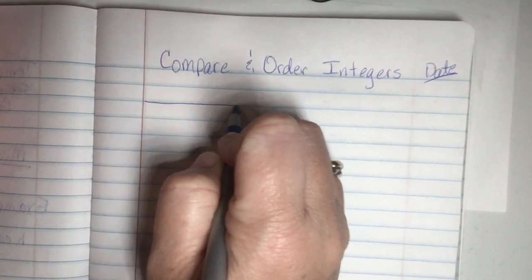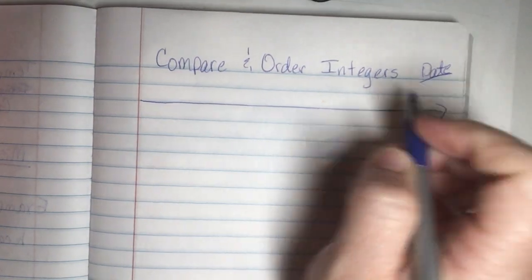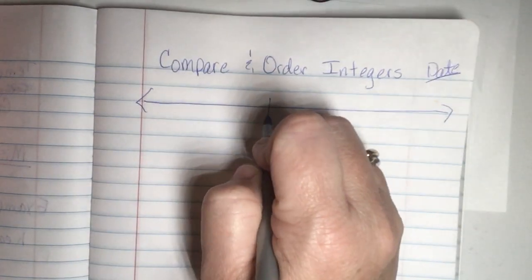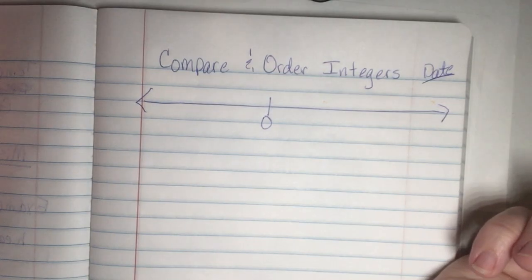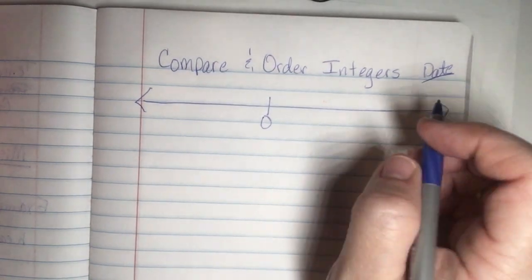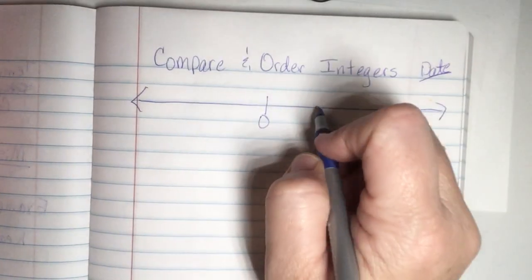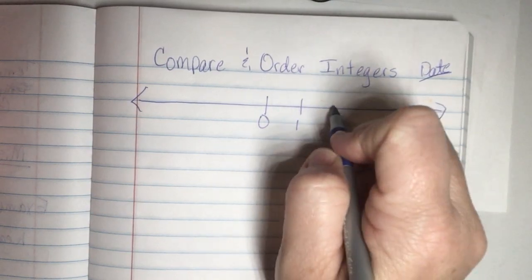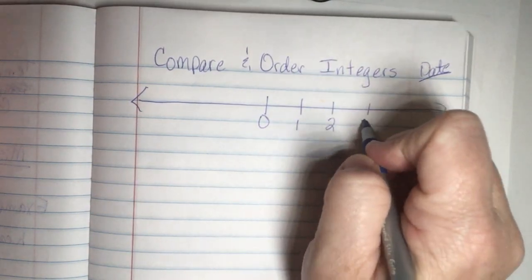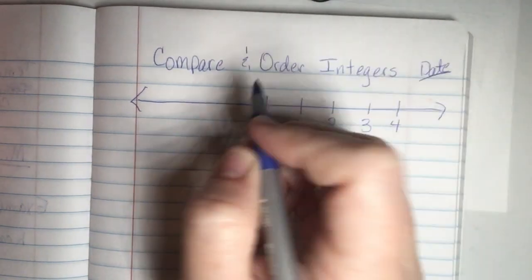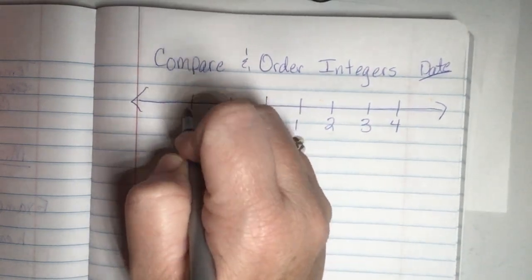So when you think about integers, you should think about a number line. 0 splits your positives and negatives in half, which I didn't really put right in the middle, but that's okay. Your positives are to the right and your negatives are to the left.